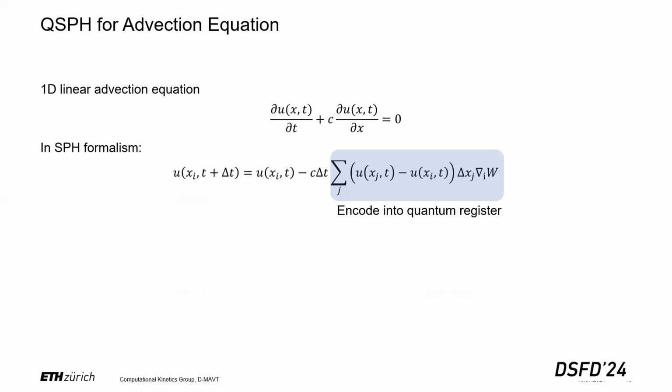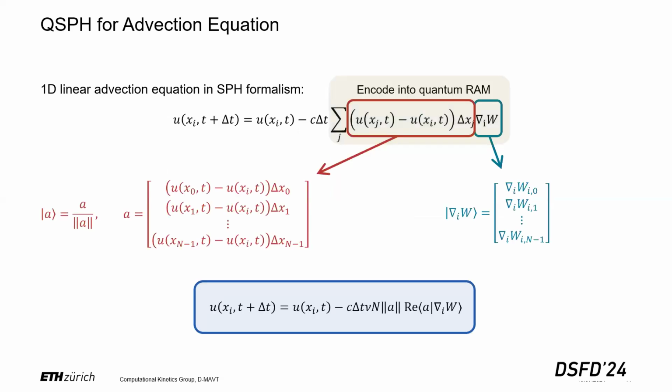So we have the PDE. Next, we write this into SPH formalism. This isn't anything new. You can find it in textbooks and reviews. Now, the thing that we do is we take the summation term and we want to encode this into a quantum computer. And to do so, we need to do some manipulation.